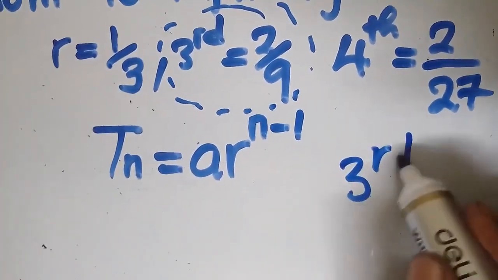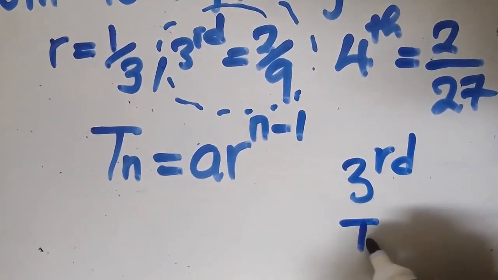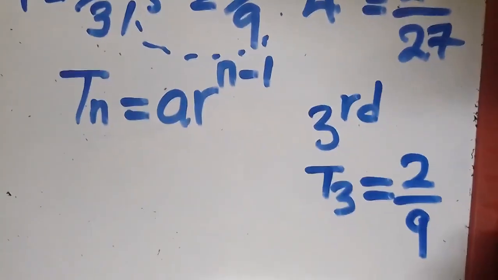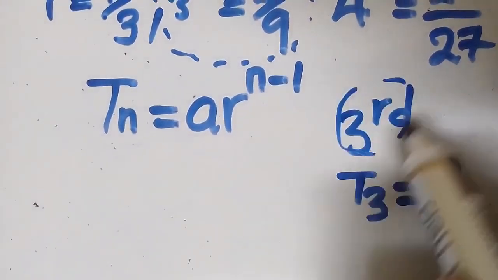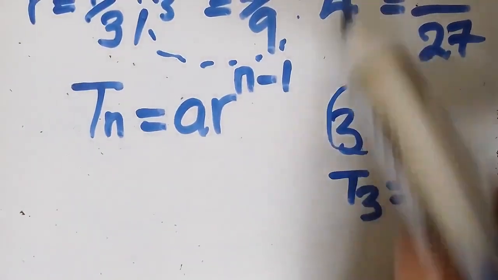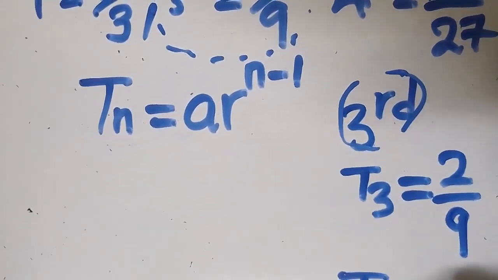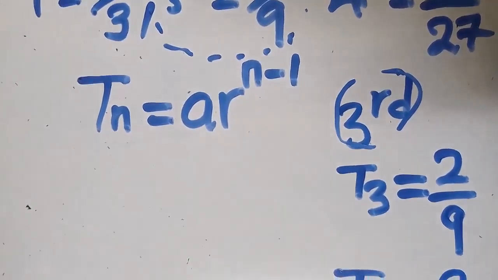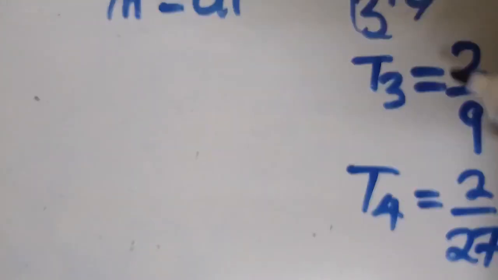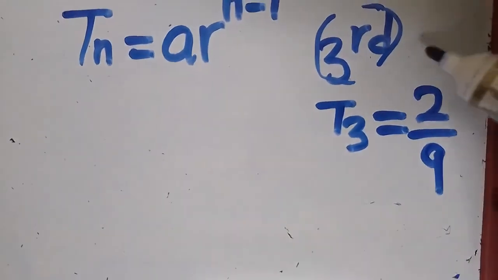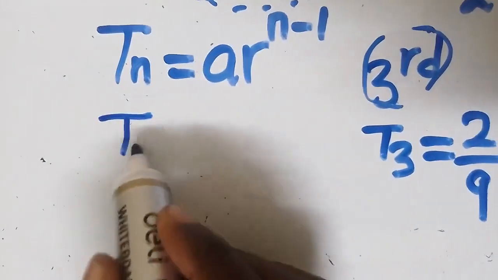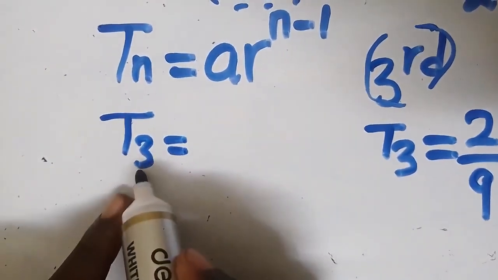When you say the third term, it's the same as T3, which is equal to 2 over 9. This is the data which is there. If you say T4, T4 is equal to 2 over 27. It's one and the same thing. Me, I'm going to go with this one. So you know T3, it means n is equal to 3. Here I say T3 is equal to, and where there is n, I've included the 3.